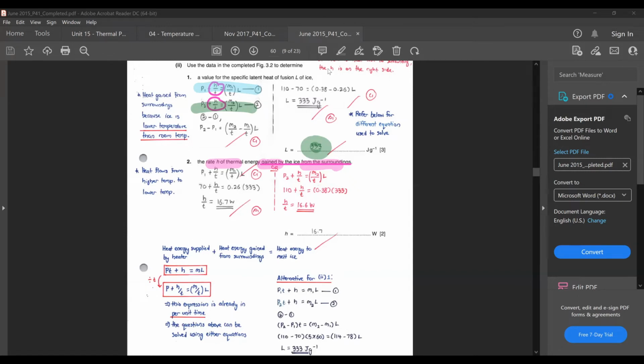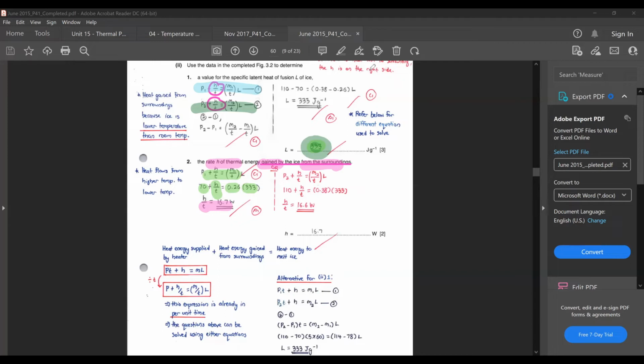So in my case, I'm using equation 1 again. P1 plus H over T equals M1 over T times L. P1 is 70. H over T is what I want to find. The mass per unit time is 0.26 gram per second. The specific latent heat of fusion I already found is 233. So your H over T, the rate of heat energy gain from surroundings, will be 16.7 watts.